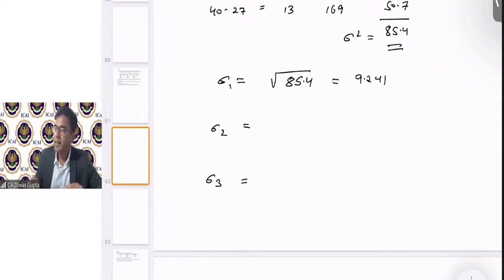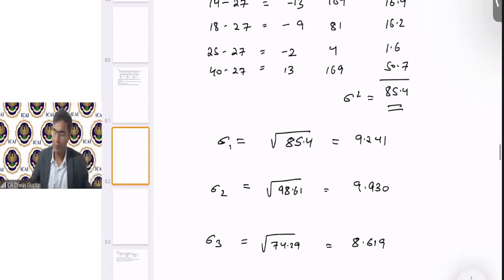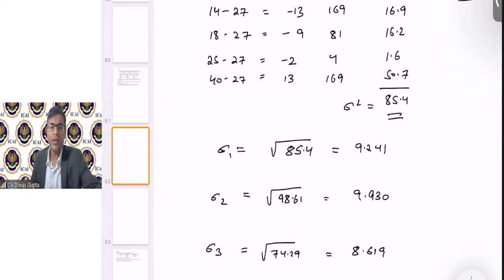So hence, for the second year, the variance is coming out to be 98.61. And for the third year, the variance is coming out to be 74.29. This is 8.619 and this is 9.930. Till now, students, I hope all of you are there with me.